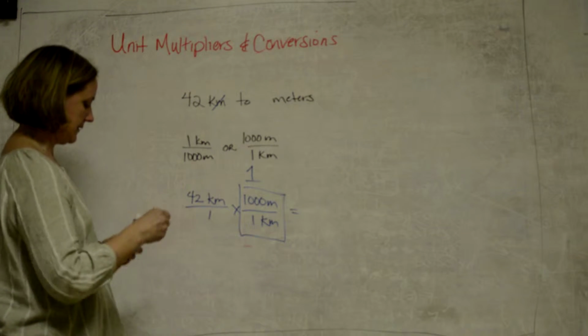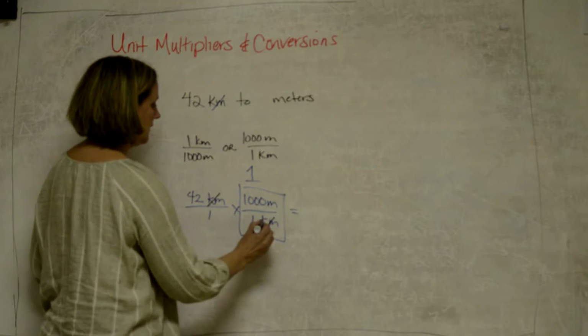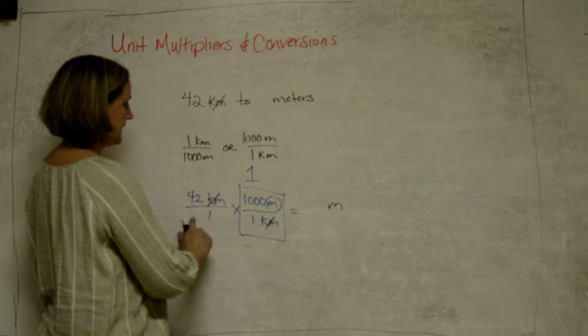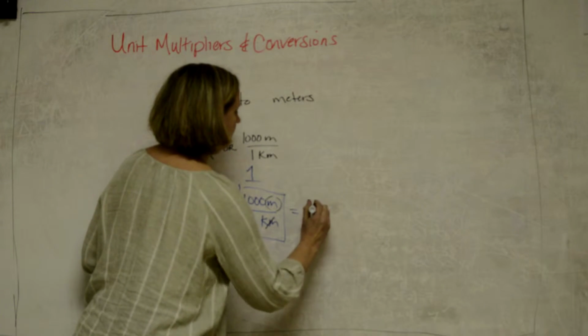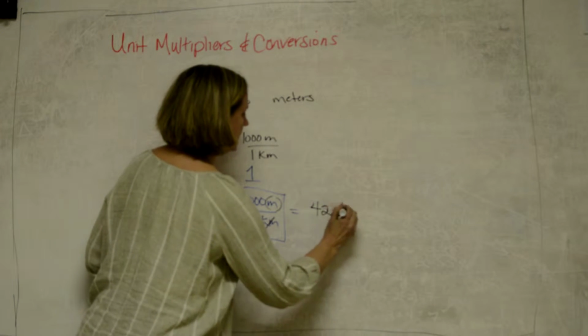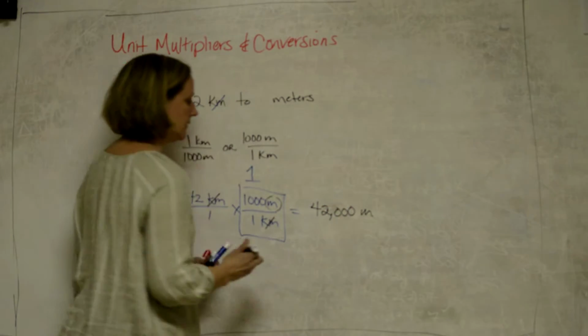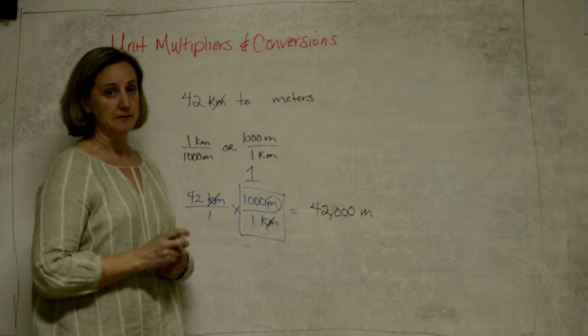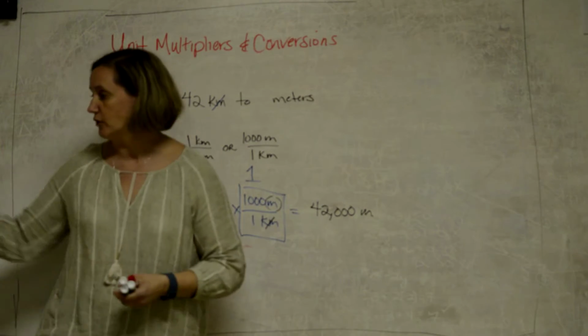So my kilometers are going to cancel. I'm going to be left with meters as my leftover unit, and I get 42,000 meters. So 42 kilometers is equal to 42,000 meters. Okay, pretty straightforward.